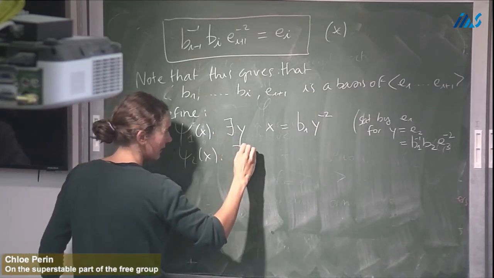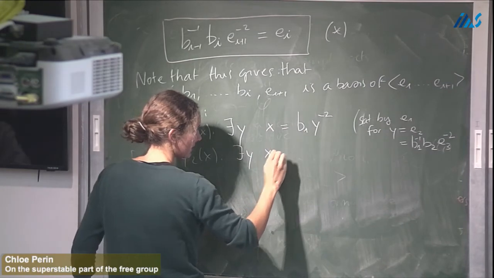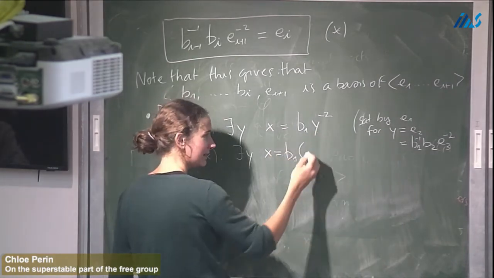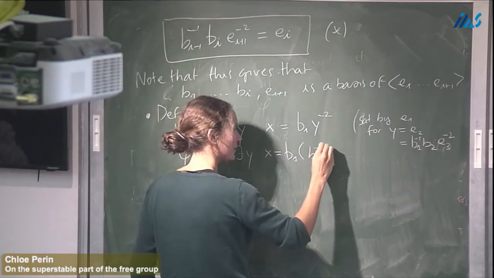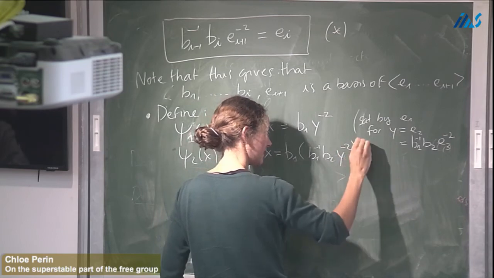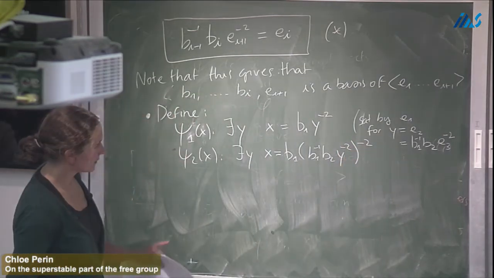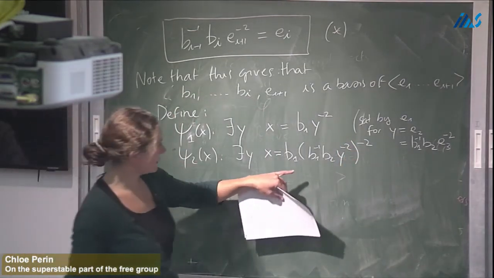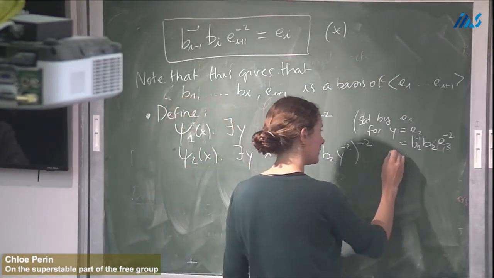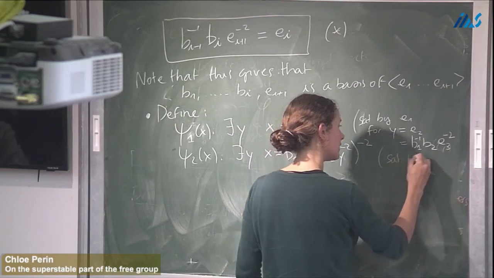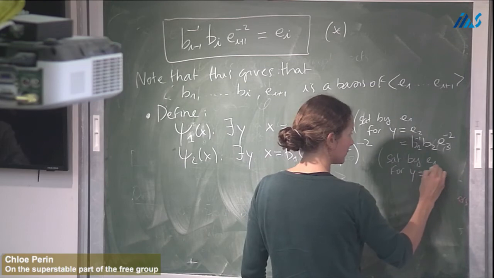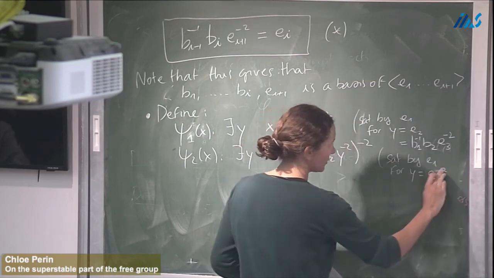I will just say that there exists a y such that x equals b1, and then I replace my y by this b1 minus 1 b2 y minus 2. Okay, so it's still satisfied by E1 because the E2 that I put here has exactly this form. So, okay, for y equals E3 minus 2, E3, sorry.